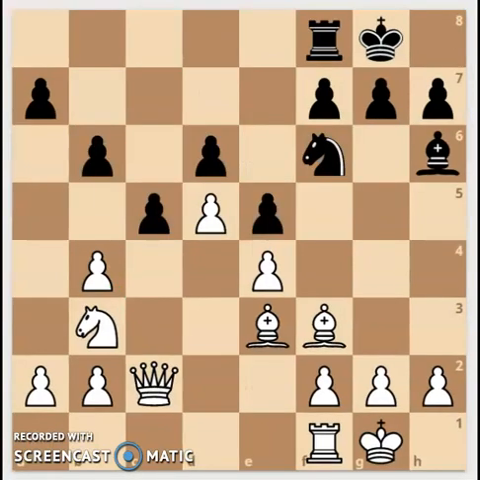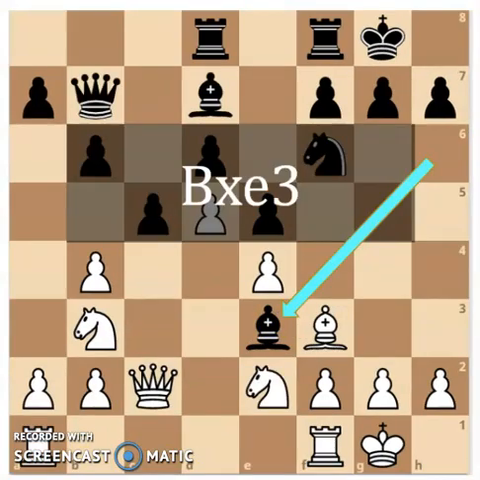Okay, now let's say the bishop on H6 comes down and takes the bishop on E3. We note it down as BxE3. B for the bishop, X for the captured piece and E3 for the destination square.